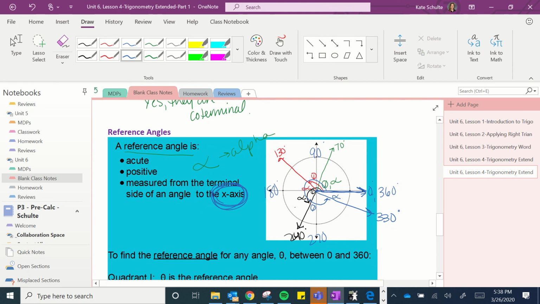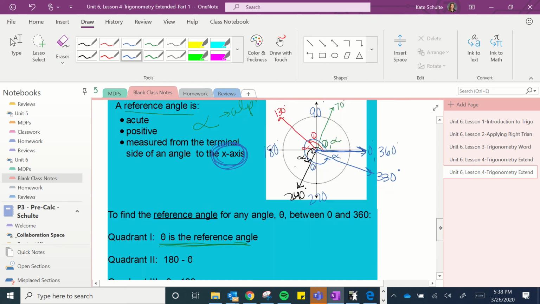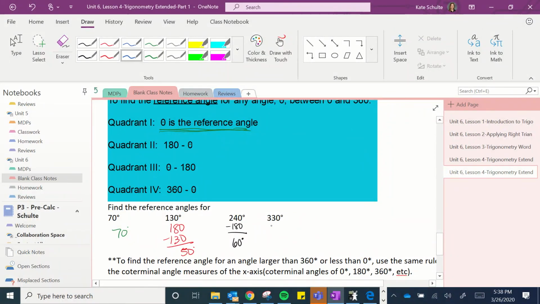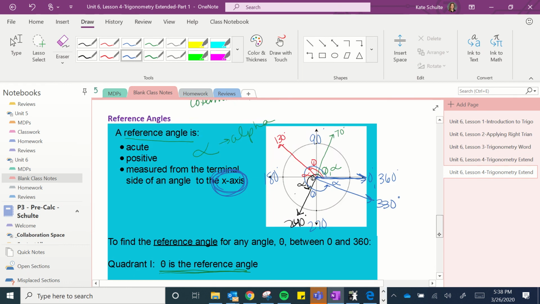The difference between 0 and 330 is an obtuse angle, and it needs to be acute. So I'm going to use the 360. You can probably already see it. The difference between these is 30, so that's my reference angle. But basically here now we use 360 minus theta, right? So this is going to end up being 360 minus 330, which is 30. Again, you can probably do that in your head, but all right, that's reference angles.